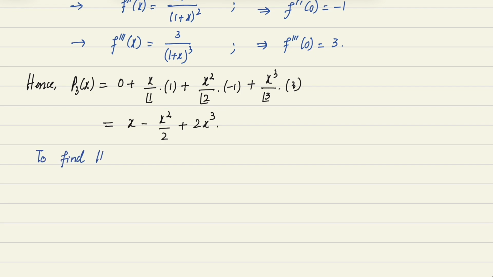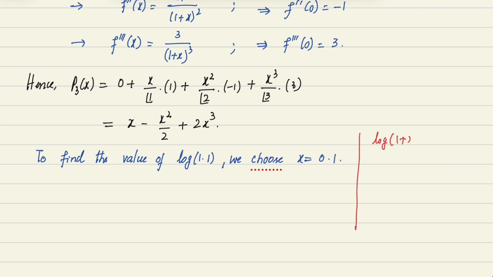To find the value of log of 1.1, we choose x is equal to 0.1. Now how do we choose x equal to 0.1? That we shall see here. We have the function log of 1 plus x. This is our given function. Now we need to evaluate the value of log of 1.1. Now we can write this log of 1.1 as log of 1 plus 0.1. Now if we compare 1 plus x with 1 plus 0.1, we can clearly see we must choose this x as 0.1. This is how we evaluate the value of x.